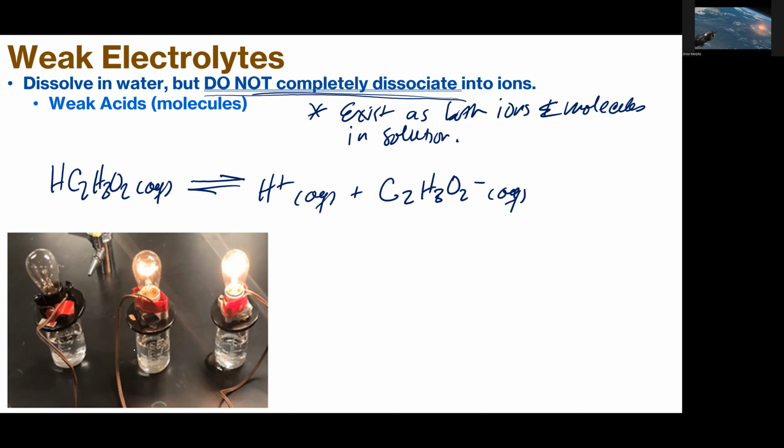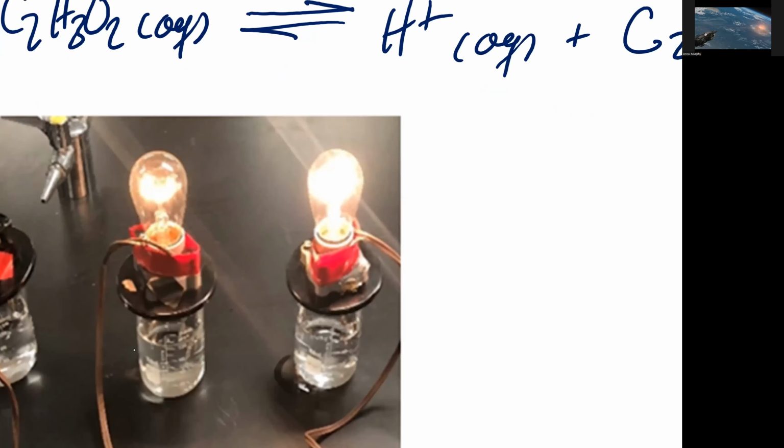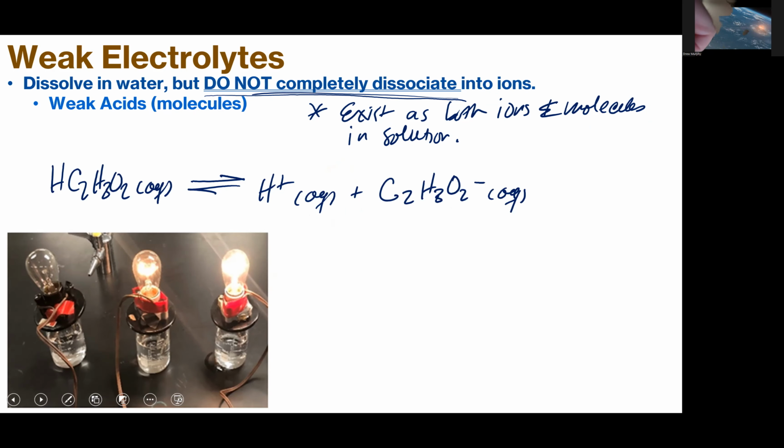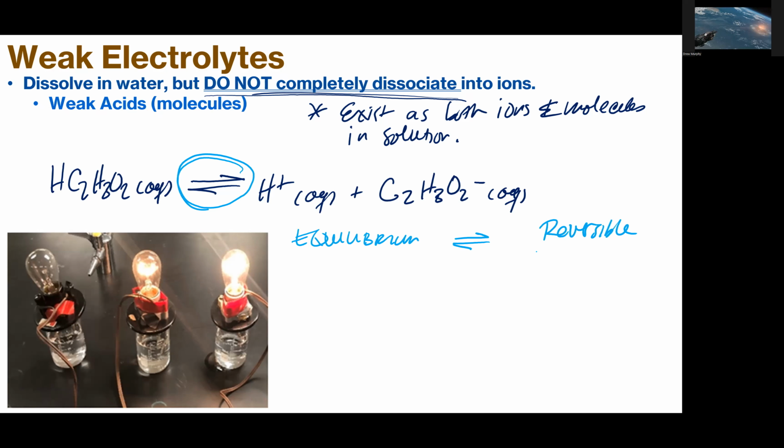One thing we notice here is that we're not using our forward arrow. We're using this equilibrium arrow. It's a reaction arrow that goes in both directions. This is telling us that this reaction is reversible, that the forwards works and the backwards works.